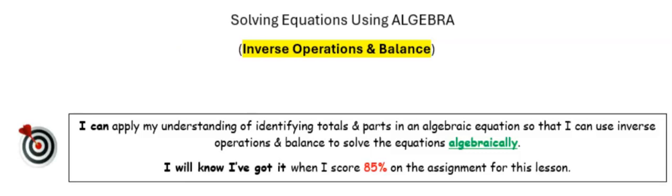In today's lesson, we're going to be solving equations using algebra. And when you solve algebraically, it involves two key pieces: using inverse operations in your work and keeping your work balanced or equal. The learning target: I can apply my understanding of identifying totals and parts in an algebraic equation, so I can use inverse operations and balance to solve equations algebraically.